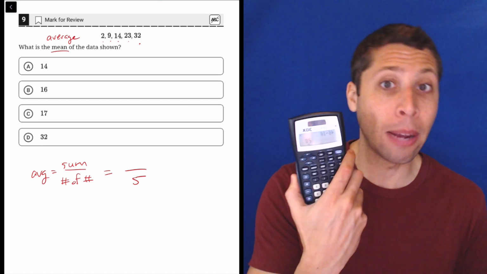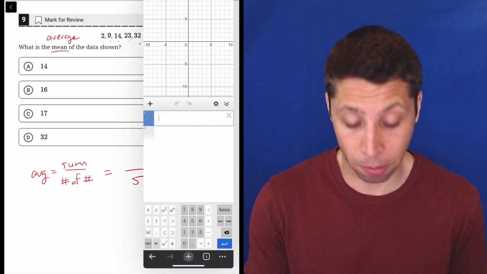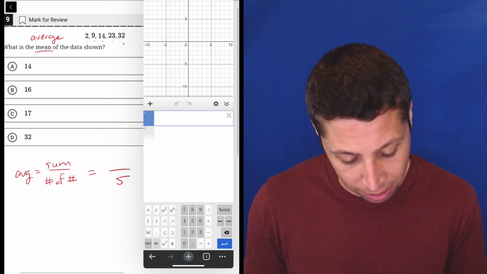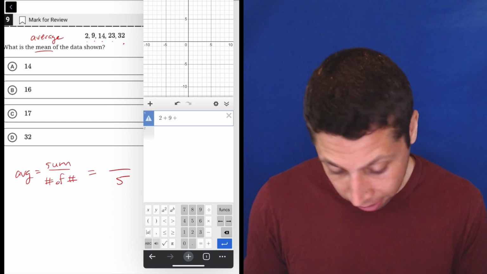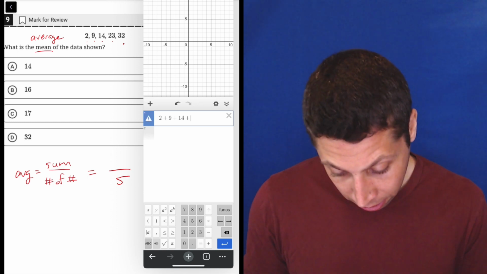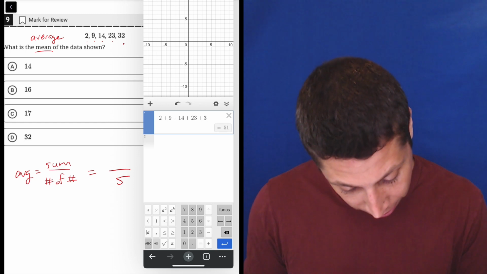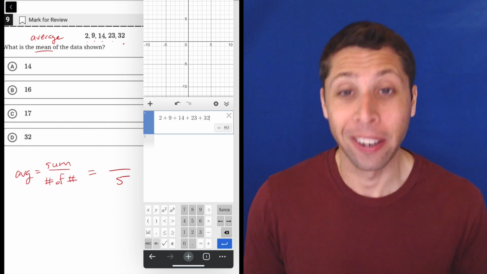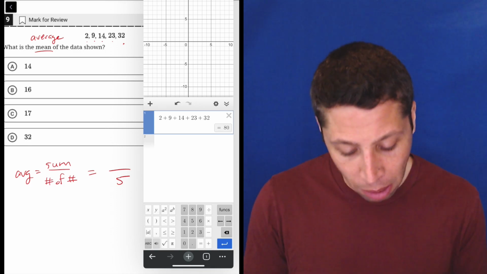Now, normally for this, I would just do the regular old calculator, but I want to show you what can go wrong with a formula like this if we're not careful. So if I'm just kind of mindlessly entering this into Desmos, I would do, okay, 2 plus 9 plus 14 plus 23. I hate the Desmos calculator for stuff like this on my iPad because it's very hard to hit those buttons. But luckily, that's why you can bring one if you need to for the real test. Now, when I add those up, I get 80.